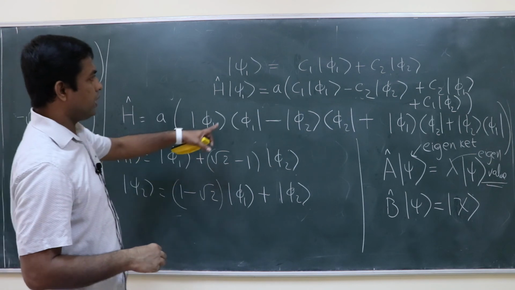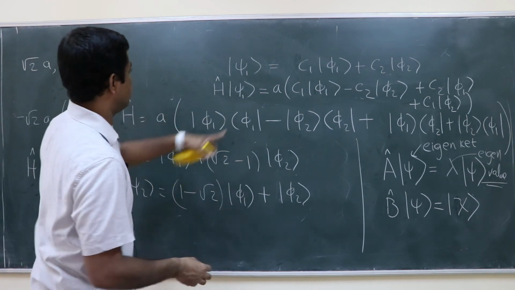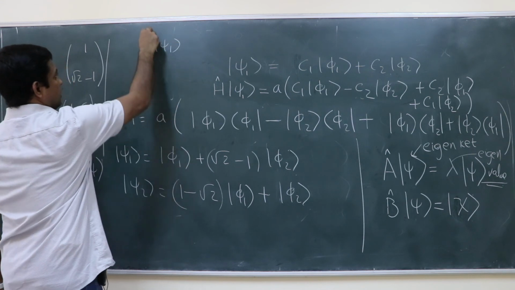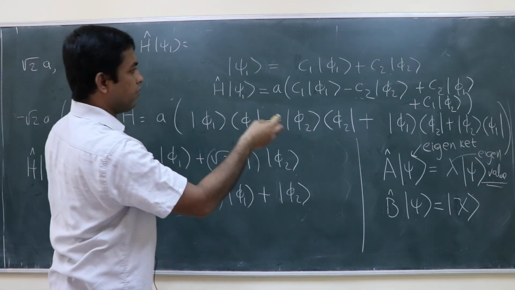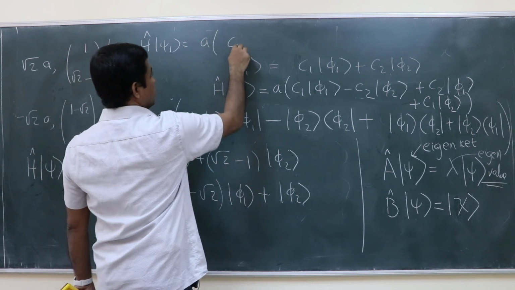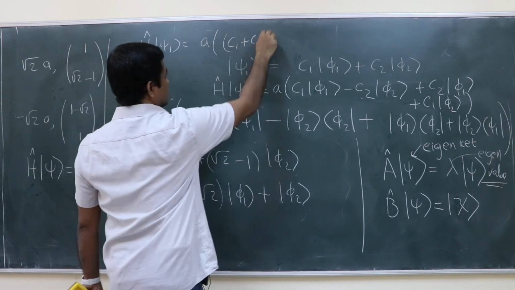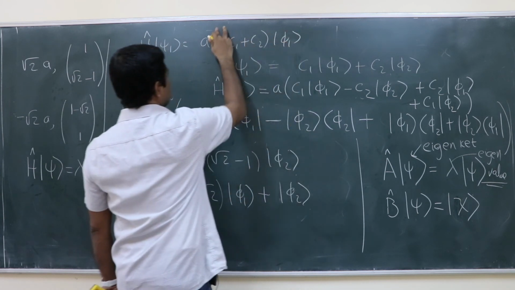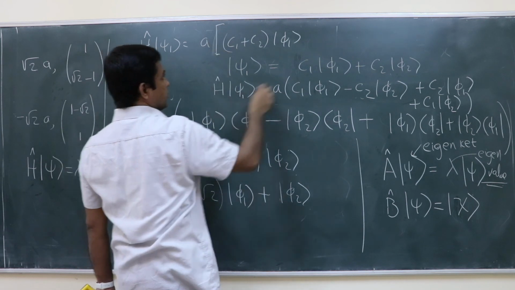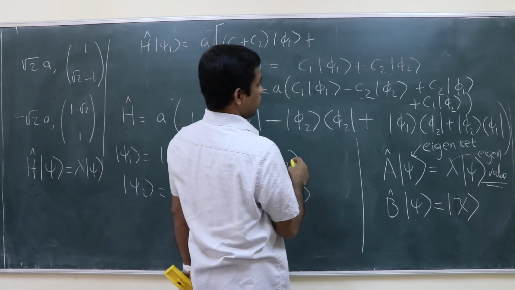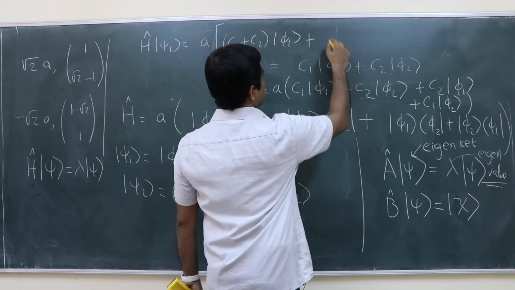So you can actually club these terms now. So H psi 1 is equal to, I can club the phi 1 terms. So this is C1 plus C2, C1 plus C2 ket phi 1. So let me put this bracket here, plus C1 minus C2 ket phi 2.